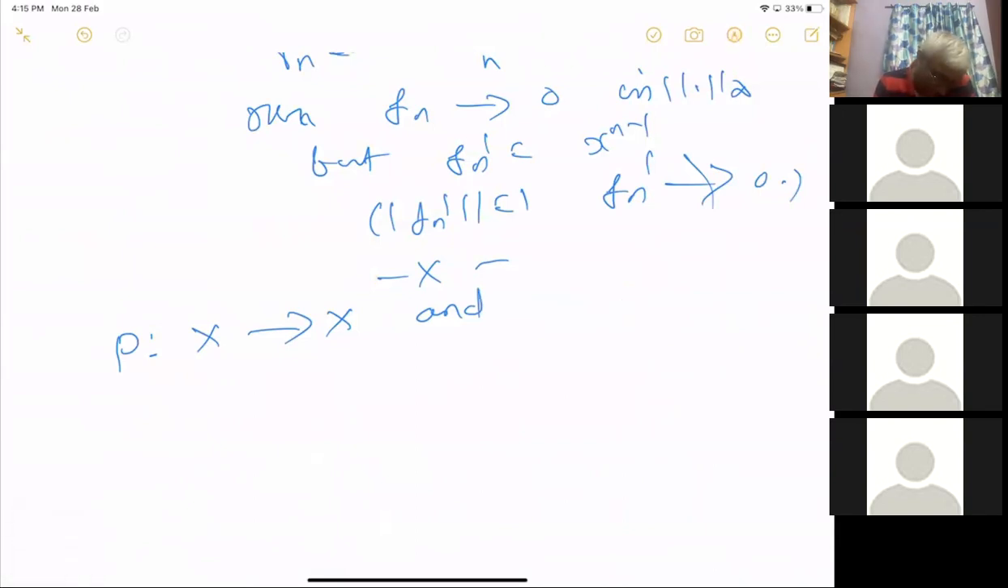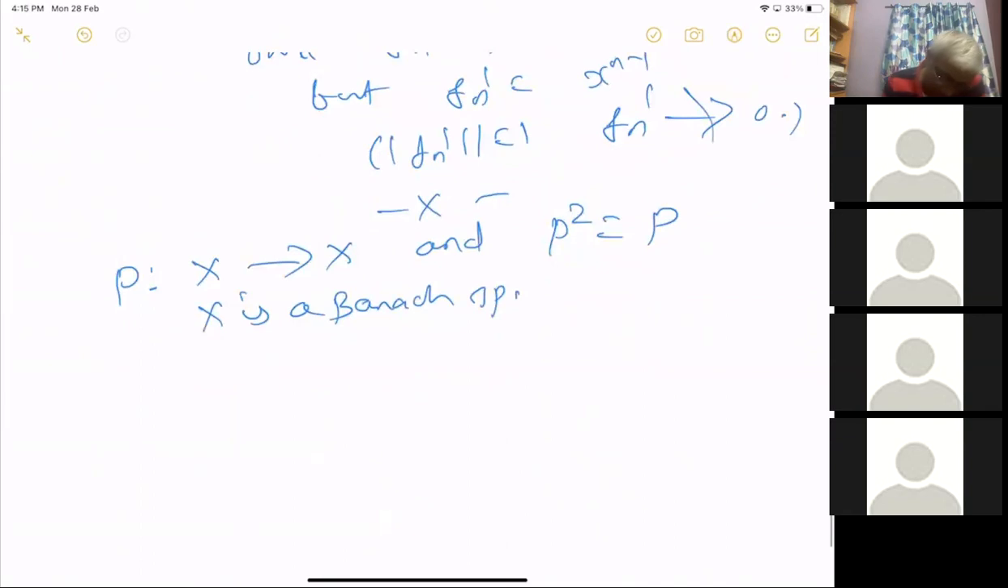I can say something else. Okay, P squared equal to P. So there is no star structure. This is just a Banach space. X is a Banach space. And we have P squared equal to P.